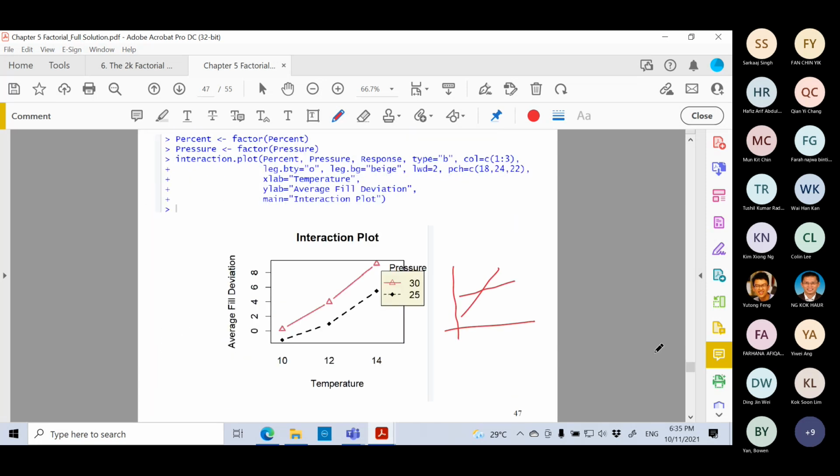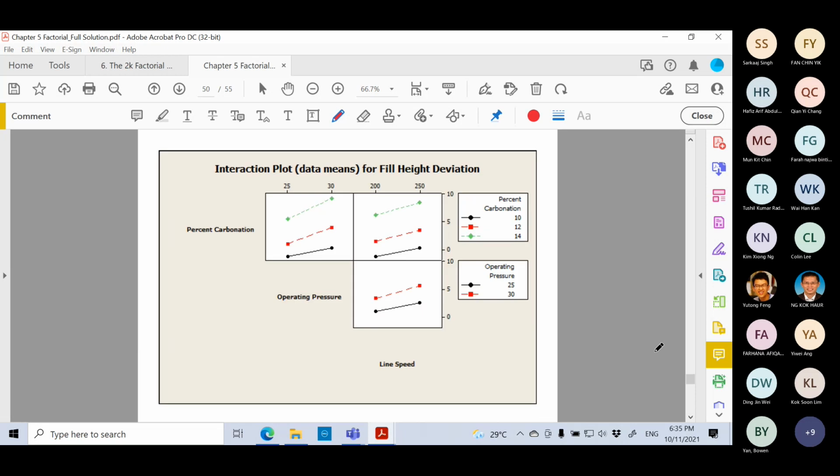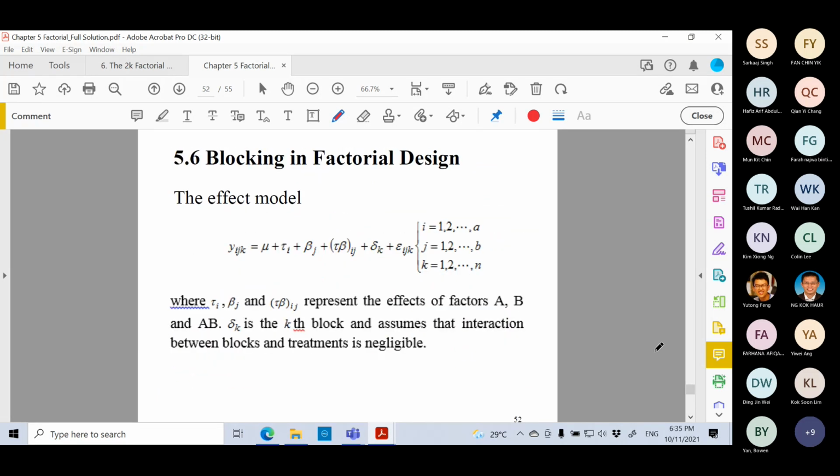So this one is here. Okay, it's the same output from the two different software. So after the 3-factor factorial design, of course, it can be extended to 4 factors, 5 factors, and so on.